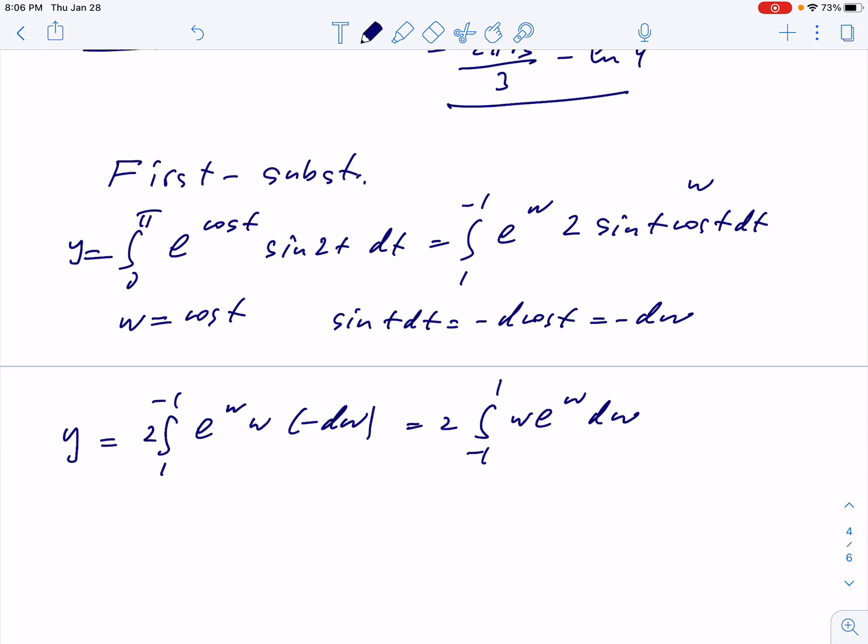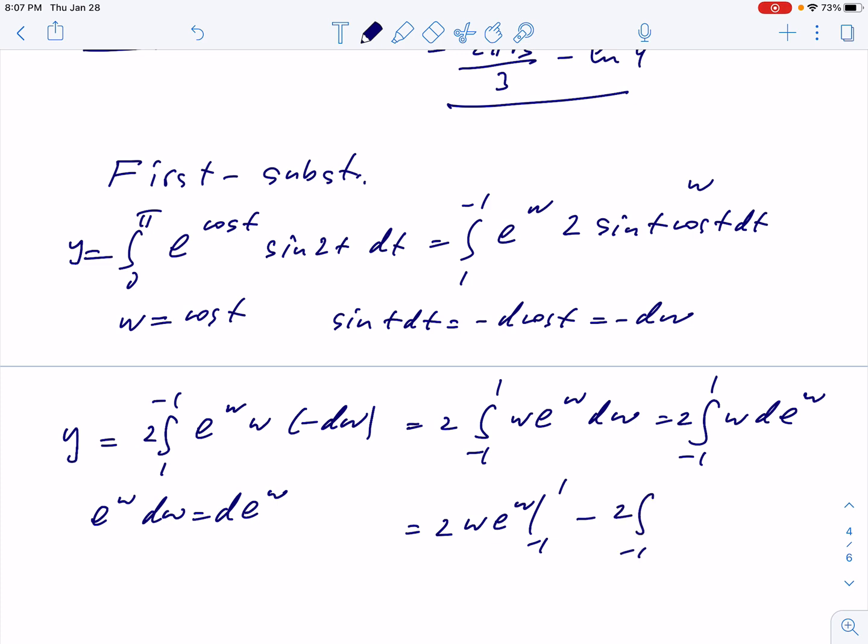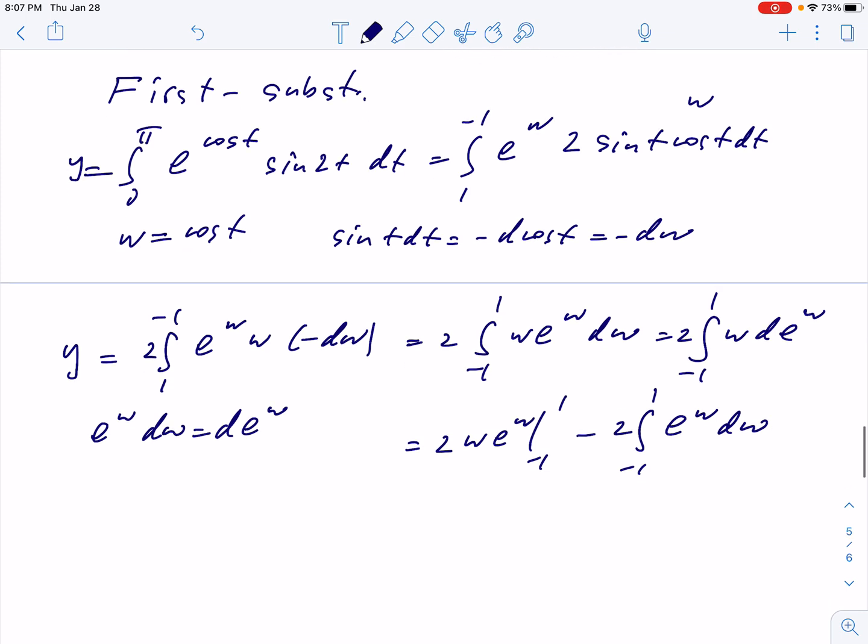x e to the x. So let's do it this way. I shall write this 2 times the integral from negative 1 to 1 of w d(e^w), because e^w dw, that's d(e^w), same derivative. So it will be u dv, this formula. According to this formula, I had to write the product, 2w e^w from negative 1 to 1, minus 2 integral e^w dw. Second version of the formula.